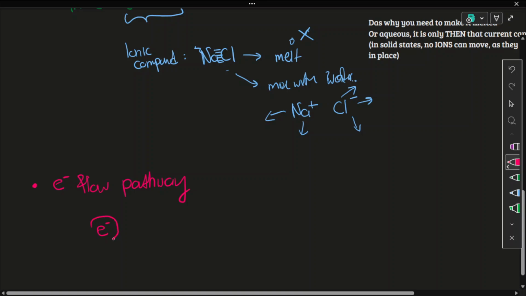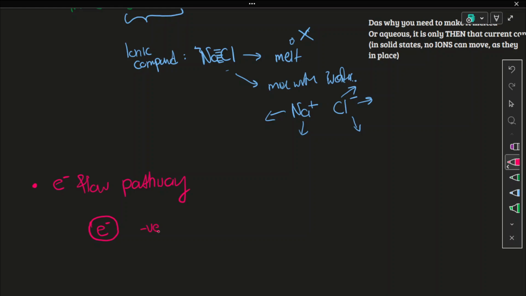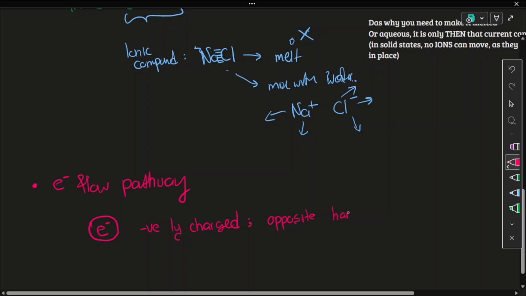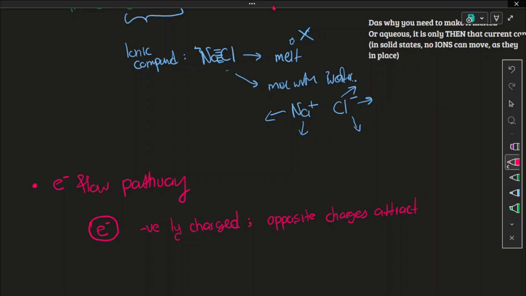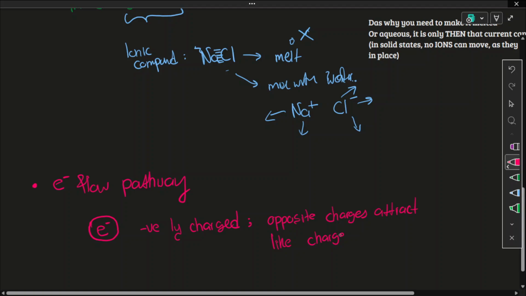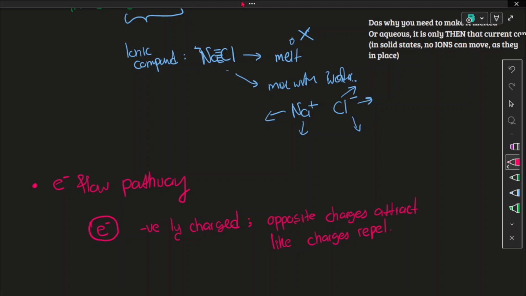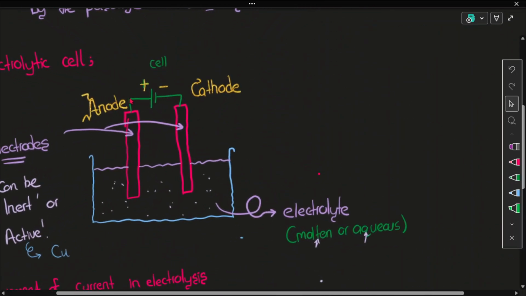So when we look at one single electron, what charge does an electron have? Obviously minus, right? So that would mean that the electron is negatively charged. And one of the most common laws in electricity is that opposite charges attract. Like charges repel, right?